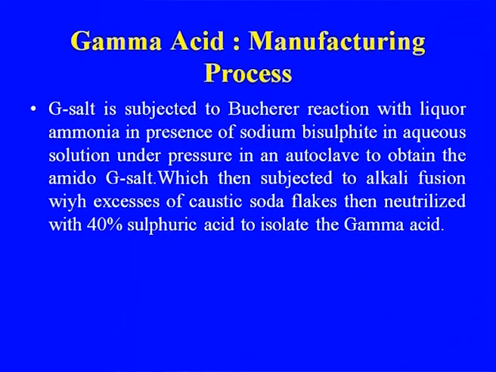This is the manufacturing process. G salt is subjected to Bucherer reaction with liquor ammonia in presence of sodium bisulfite in aqueous solution under pressure in an autoclave to obtain amino G salt, which is then subjected to alkali fusion with excess of caustic soda flakes, then neutralized with 40% sulfuric acid to isolate the gamma acid.